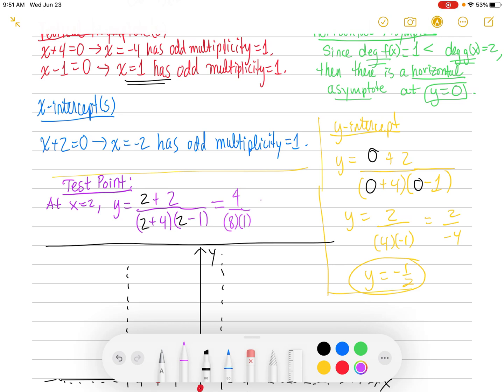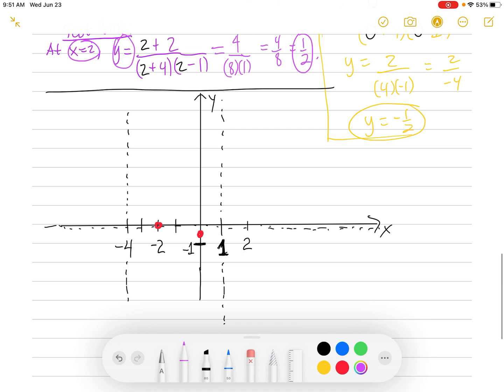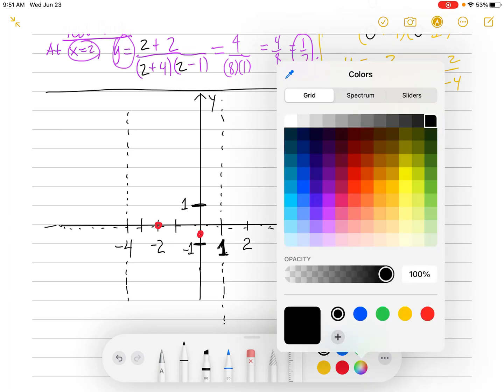So on top, I'm going to have 4, and on bottom, I'm going to have, let's see, 8 times 1. So that's going to give me my y value to be 4/8, or simply 1/2. So when my x value is 2, my y value is 1/2. So let's plot that point.